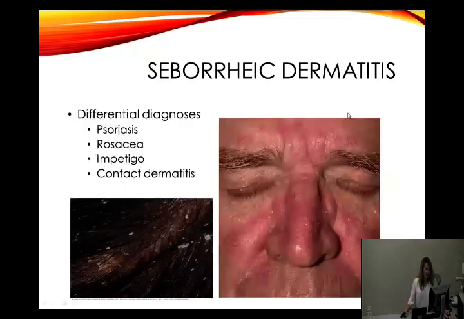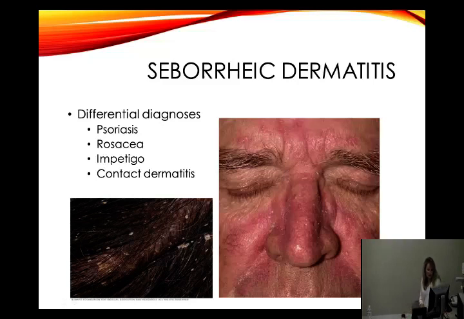So differential diagnoses to this are psoriasis, which we will talk about in a little bit, rosacea, which we will also talk about, and impetigo, because sometimes these can get pretty inflamed and look like a secondary infection there, or even contact dermatitis can look similar.